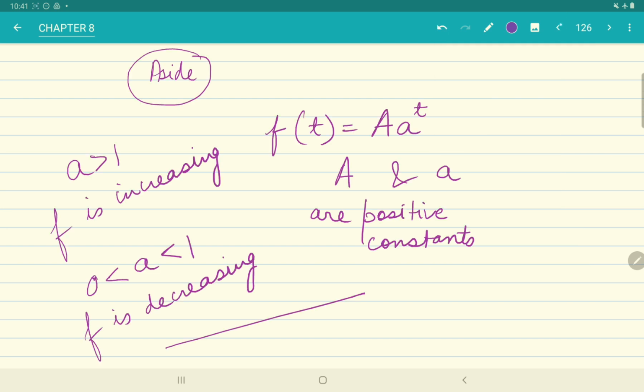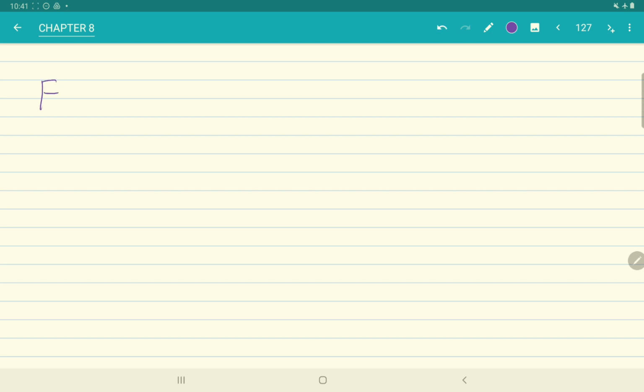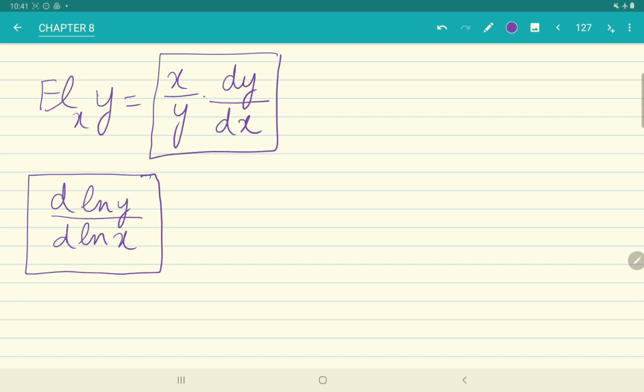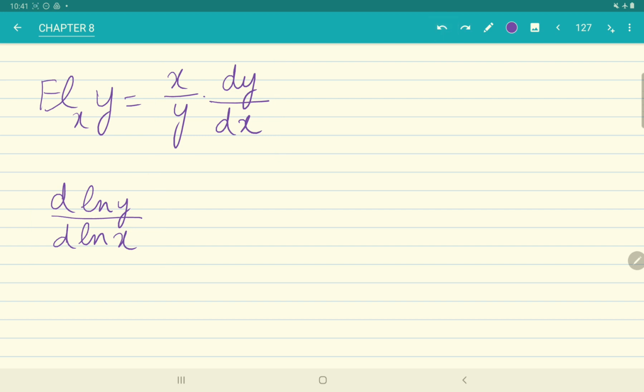Let's get back to the elasticity of y with respect to x. This I know is x by y dy by dx. This is something I already know, but now let's think of d ln y by d ln x. For that, just understand that if I'm concerned about d ln y by d ln x, this should turn out to be exactly equal to this. For that, we are going to apply the chain rule twice.